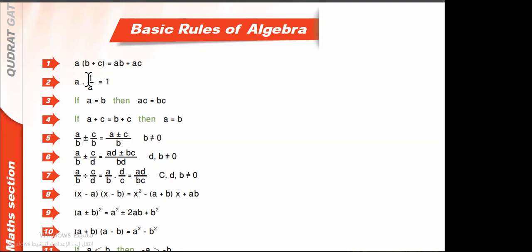Now, basic rules of algebra. Good. Okay, now, look at this rule. If A multiplied by B plus C equals what? You can multiply A times B and A times C. So you get A times B will be AB and A times C will be AC, right? So we have this AB plus AC.